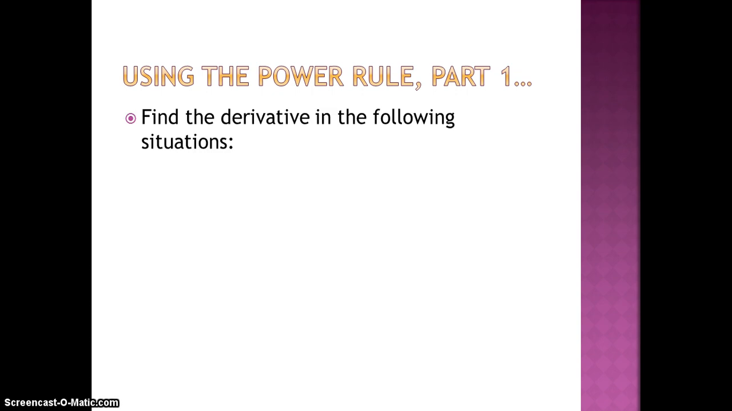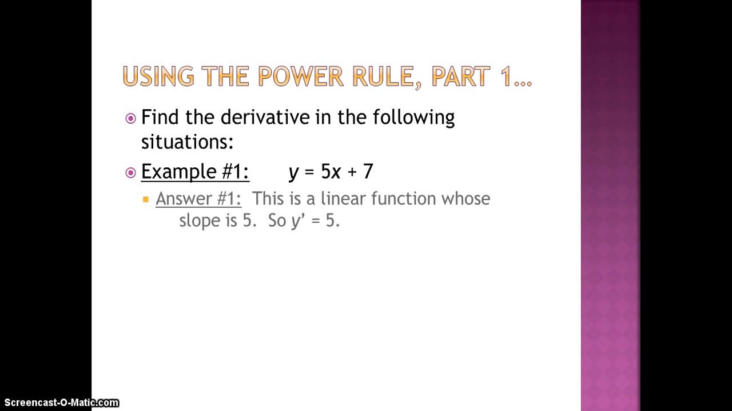So let's take a look at the power rule, which we'll be using a lot. And we'll start with a very simple example. Let's say we wanted to find the derivative of y is equal to 5x plus 7. We can take two different approaches to this. The first one is to realize that this is just a linear function. And as I said, we're going to connect slope with derivative. And so the slope of this linear function is 5. Therefore, the derivative of y equals 5x plus 7 would be 5.